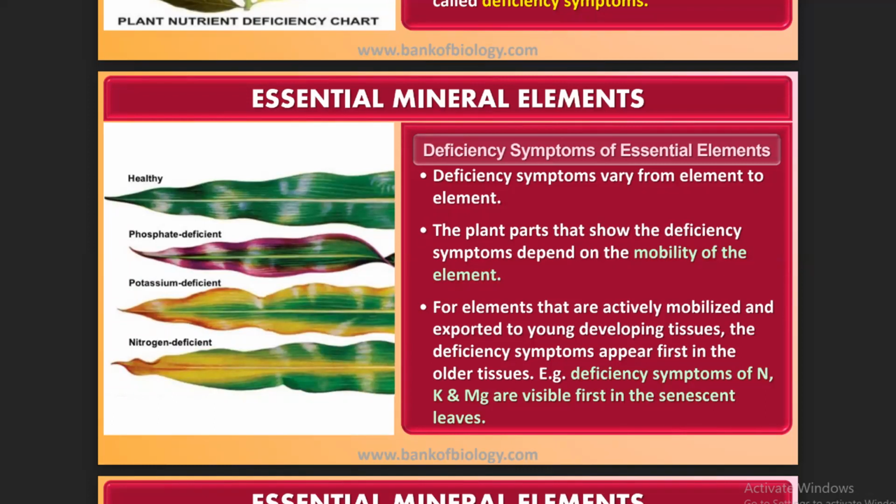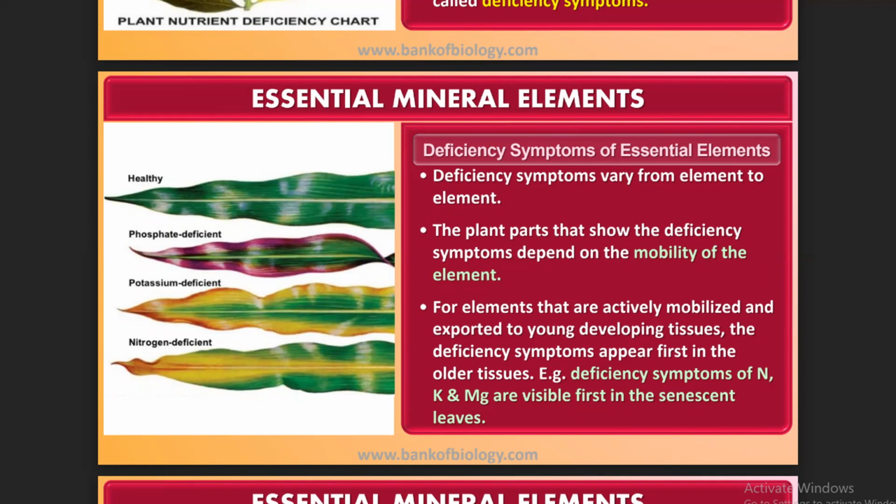For elements that are actively mobilized, which move fast, and exported to young developing tissue, the deficiency symptoms appear first in the older tissue. Older tissue will show the deficiency symptoms first because the elements are easily going to the new tissues. The young tissue is easily getting them, they are going fast. So they will leave the older tissue first and symptoms will be shown in the older tissue.